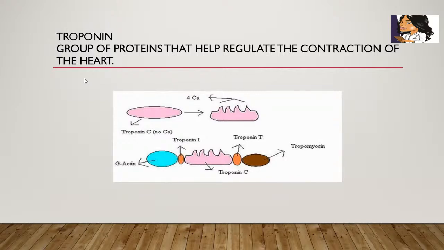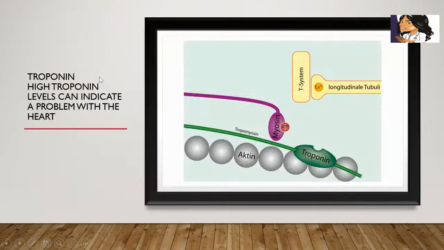So I put a little picture here for you. Troponin is a group of proteins that help regulate the contraction of the heart. So if a patient is having a myocardial infarction, guys, the troponin level will rise. I just want you to keep this in mind. If a patient is having a myocardial infarction, you can anticipate the lab values increasing. So I put the troponin I and the troponin T there for you.